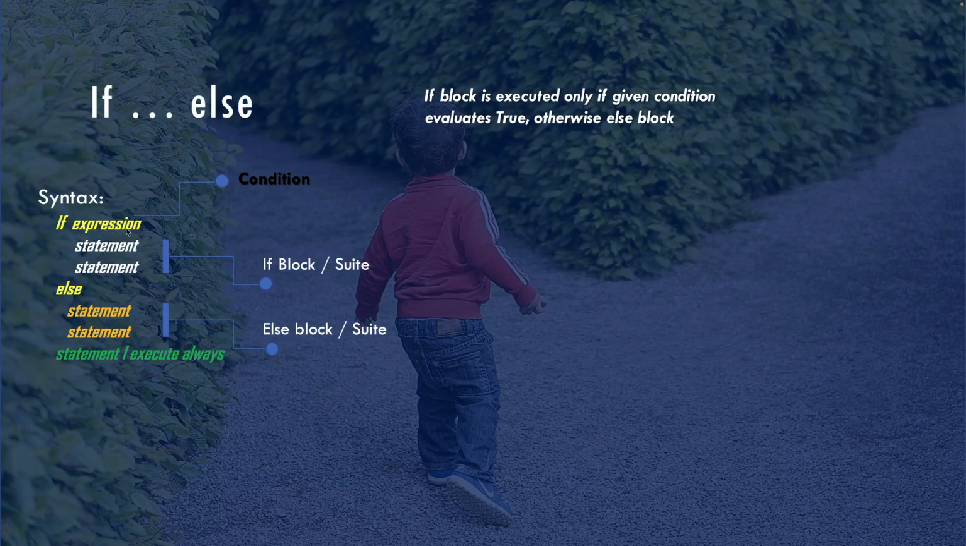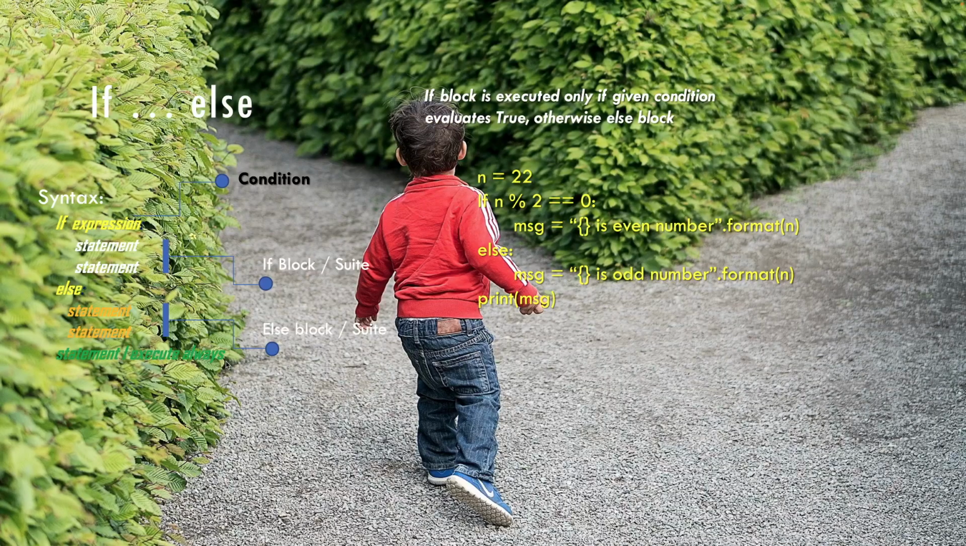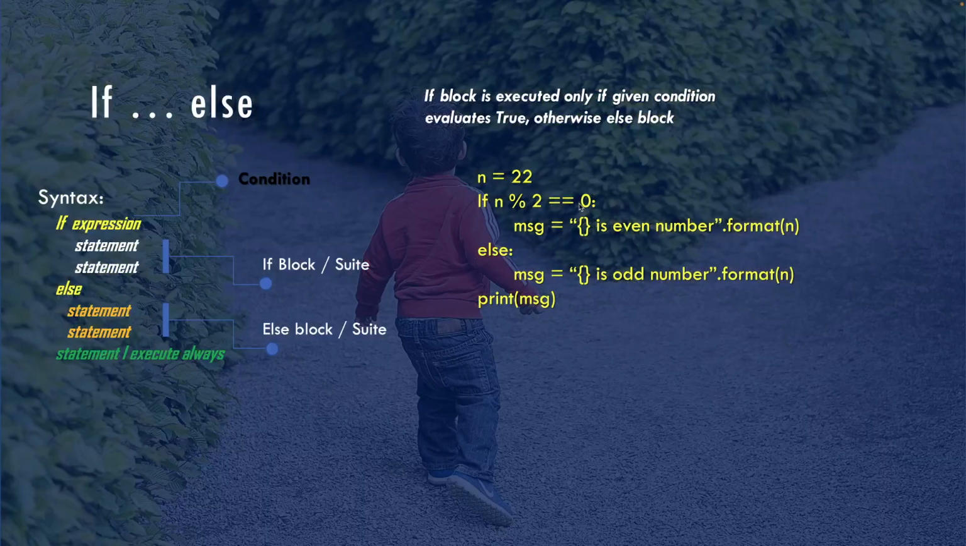This expression we have here is called a conditional expression. If the expression is true, the if block will be executed, otherwise the else block will be executed, and then the remaining statements at the top level are executed as usual. In this example, if n is divisible by 2 we print the given number is even number, else we print the number is odd number. The else block will be executed only if the condition is false. It is simple: if is executed if the condition is true, else is executed if the condition is false.